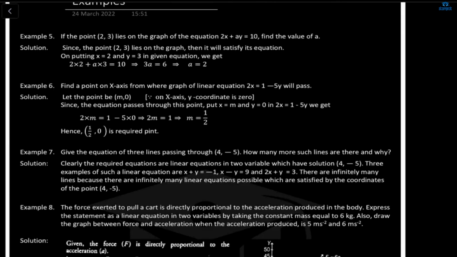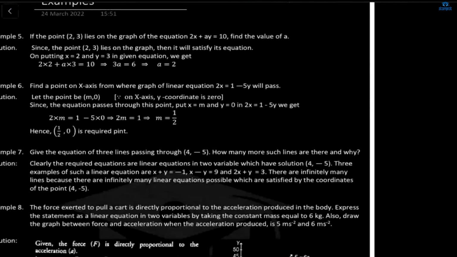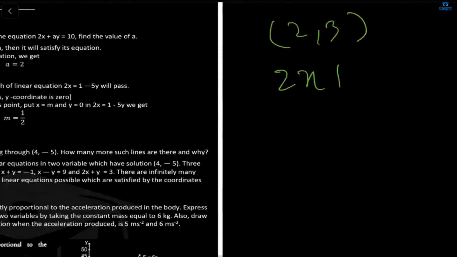Only A will be not known. For example, it will be simply solved: the point is 2, comma 3, and the equation is 2x plus ay. Ma'am, answer is A equal to 2. Yeah, very good.